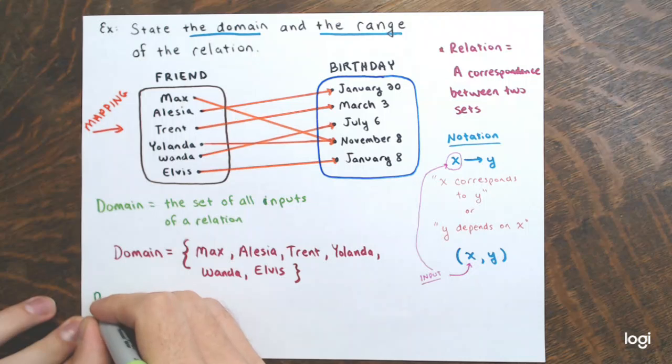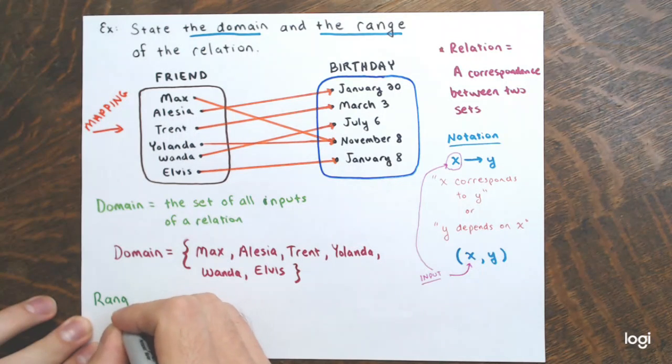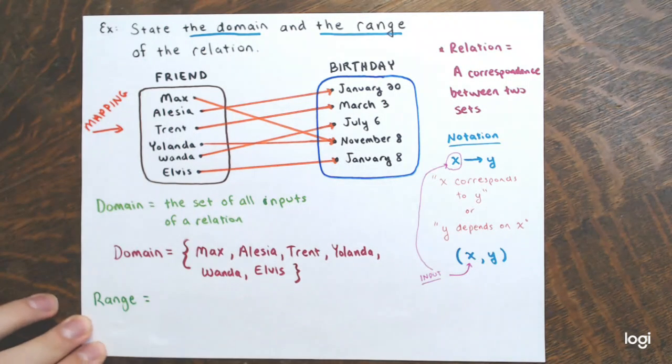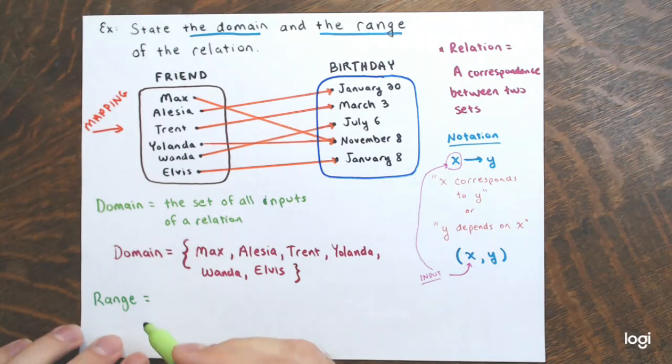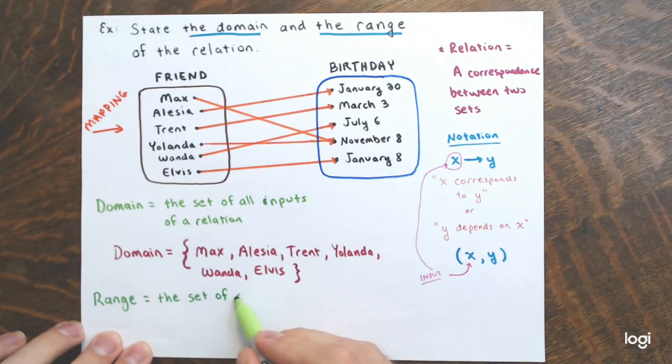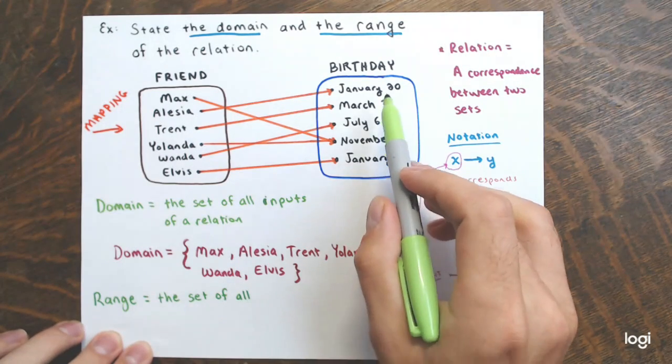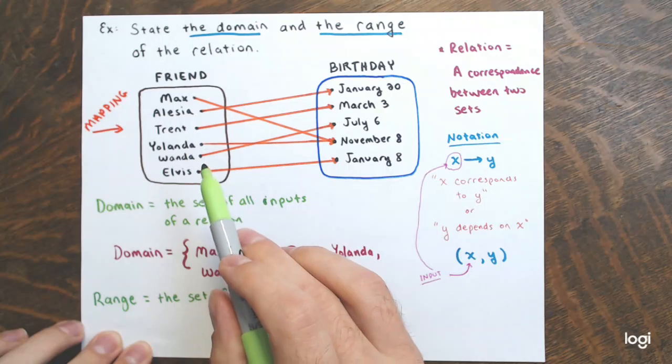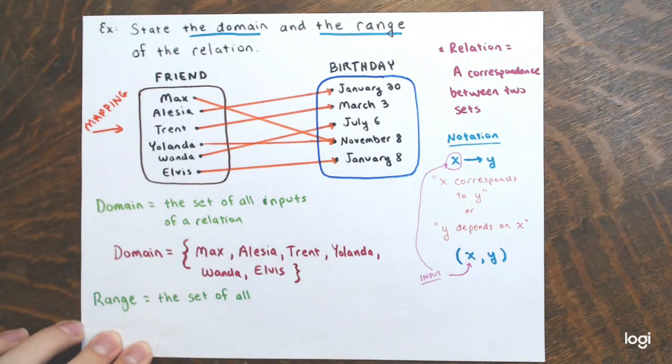The range of a relation is another set. It's the set of all the elements in the second set that depend on elements in the first set. Or they might just call these the outputs. The set of all outputs of a relation.